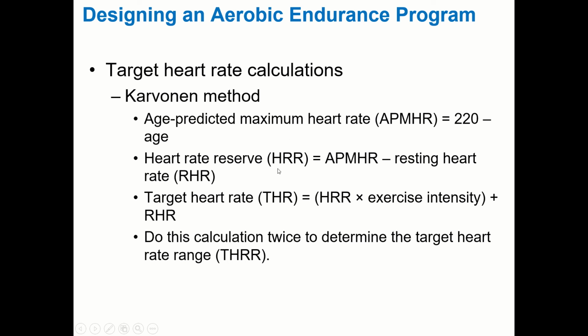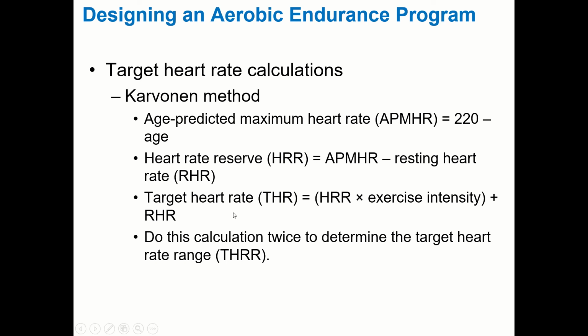So the next thing we have to figure out is heart rate reserve. So what we're going to do is take your age predicted maximum heart rate, so 200, minus your resting heart rate. And so to do resting heart rate, that's where you just sit there quietly, preferably like first thing in the morning, and you take your heart rate. So that's your resting heart rate. Let's say your resting heart rate is 60. So you take 200 minus 60, and then that is your heart rate reserve.